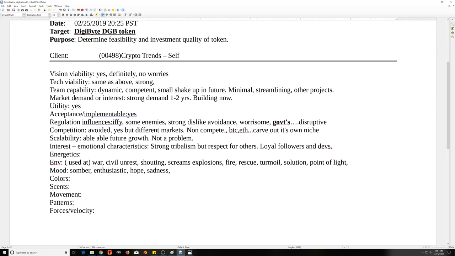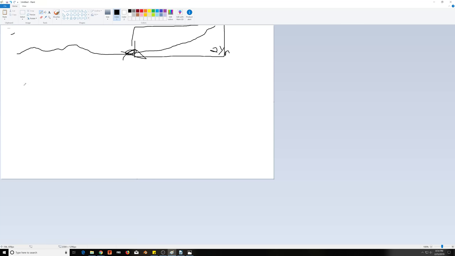Wow. Interesting. Movement. Drawing. Doing like one of these, and then it's doing like this. Forward and back. It's like market penetration, then a retracement.